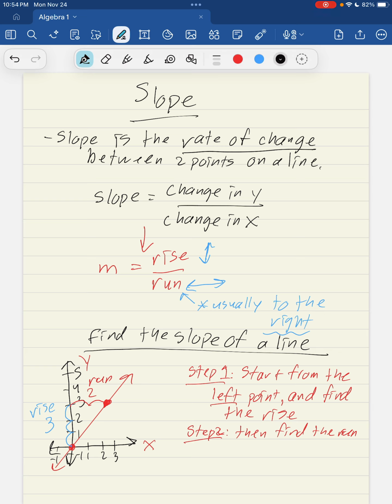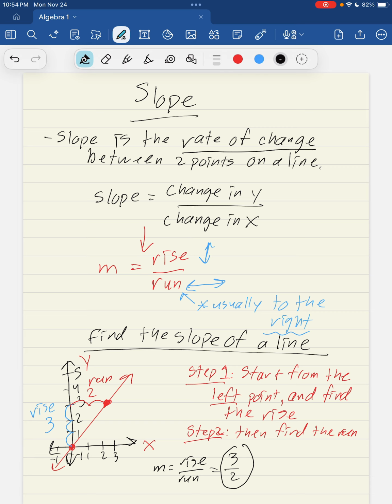So now I just put this together. My slope equals rise over run. What is the rise and run? Well, the rise is 3, the run is 2. You want to leave this as a fraction unless you can reduce it to a whole number. You wouldn't want to put 1.5 there for slope.